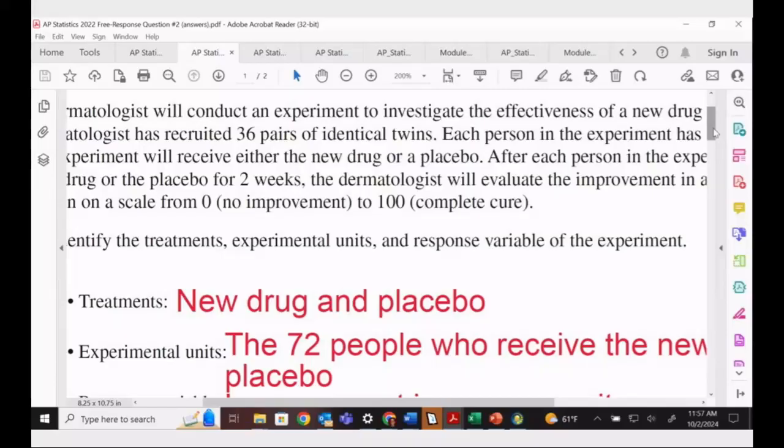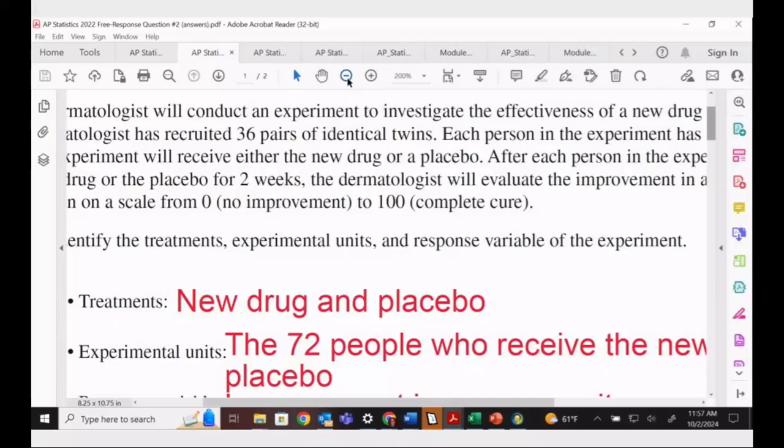So when you're thinking about your experimental units, and I know we've struggled with this a little bit, and that's fine. It's a new concept, new terms, and we're not just calling them participants. We're calling them experimental units. Think about what is it that will be receiving the treatment. In this case, the twins as a group don't receive the treatment. They don't receive a single treatment. Each twin is going to receive their own treatment. Does that make sense? Okay. So that would be the 72 people that receive the new drug or the placebo.